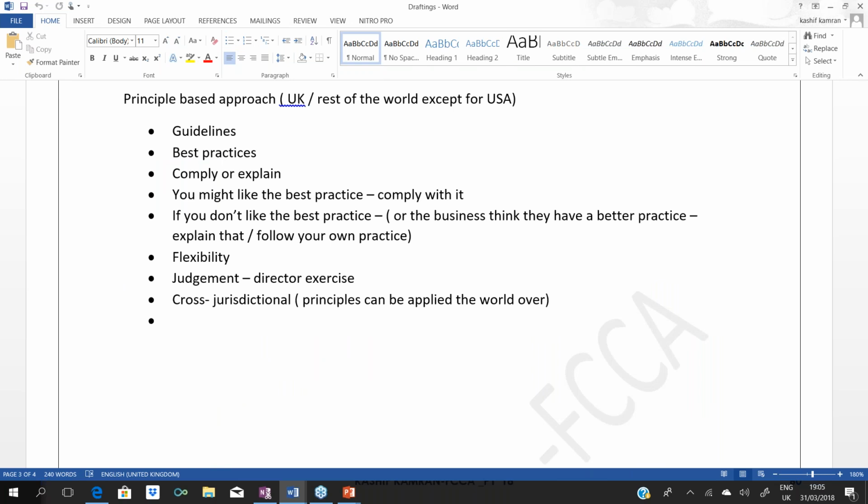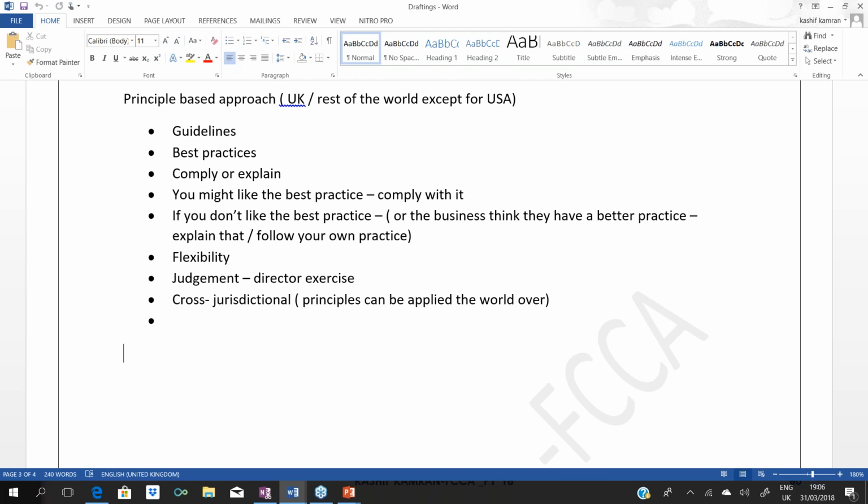Yesterday we were discussing that the principle-based approach, which is followed in the UK and the rest of the world except for the USA, consists of guidelines and best practices, and is comply or explain. You might like the best practice, so you should comply with it. If you don't like the best practice or the business thinks they have a better practice, then they have to explain the better practice and follow their own practice. It is flexible. It is judgmental because you can exercise your judgment when following the best practices. It is cross-jurisdictional. That means principles can be applied the world over.